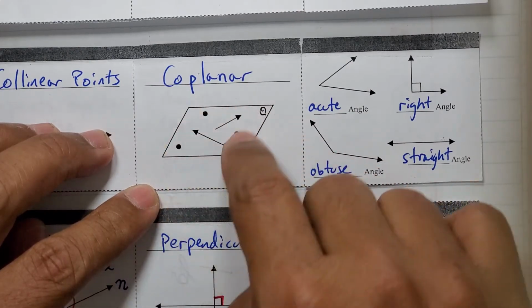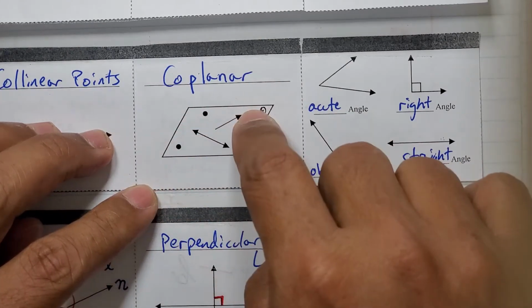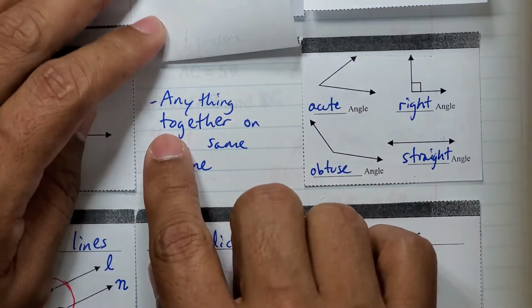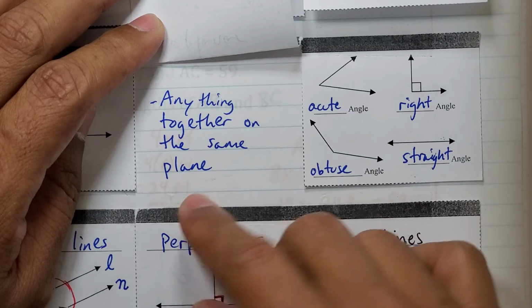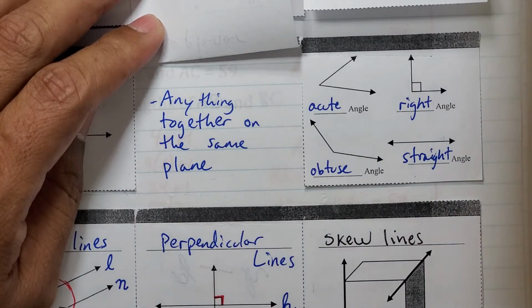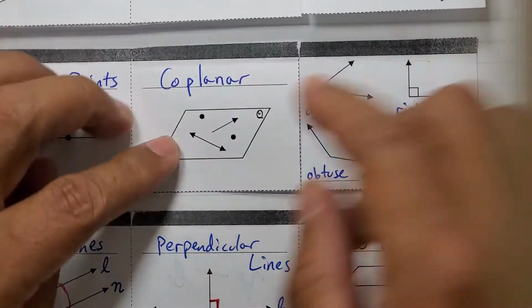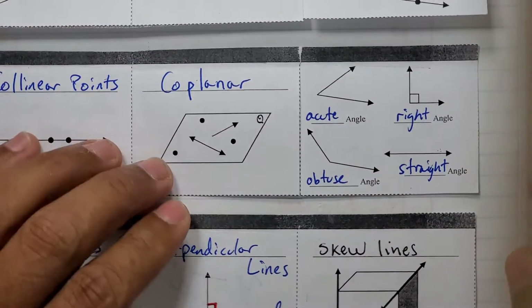And all of these objects, geometric objects, are on the same plane, so they are called coplanar. So the definition is anything together on the same plane. Anything meaning it could be a quadrilateral, a triangle. As long as they are on the same plane, they are coplanar. All right, on to the next one.